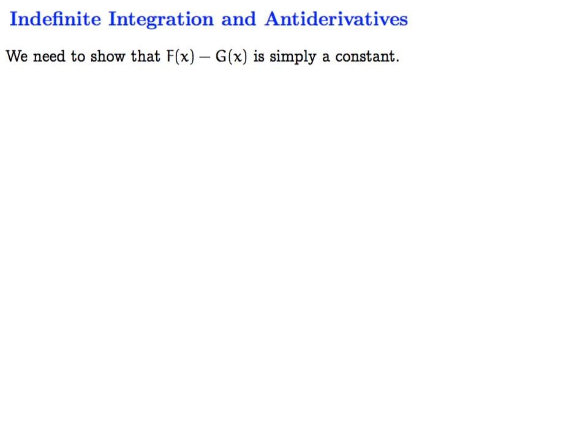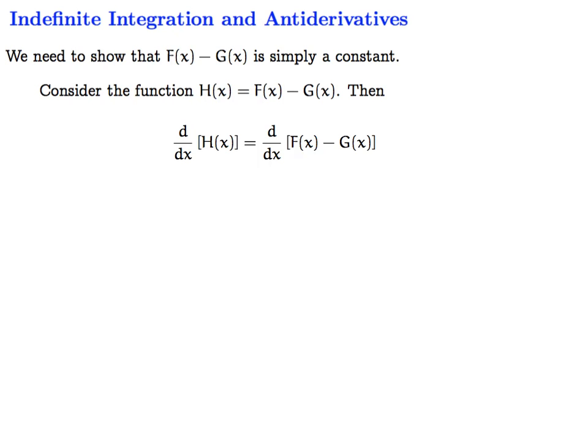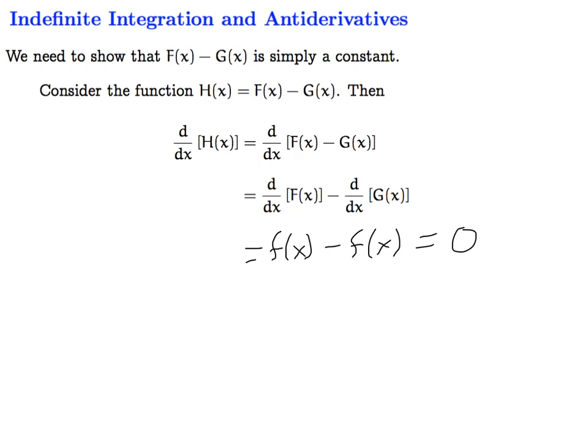The other part isn't so bad either, that when we subtract the two of them, we get a constant. Because once again, all we have to do is take their derivative. Let's consider a function h of x. Suppose we take these two things and make it into a function. Let's take the derivative. We just take the derivative of the inside. And because there's this nice subtraction in the middle, we can split up this derivative. Since both of these are antiderivatives of f of x, both of their derivatives are just going to be f of x. And therefore, when we take their difference, we get 0.